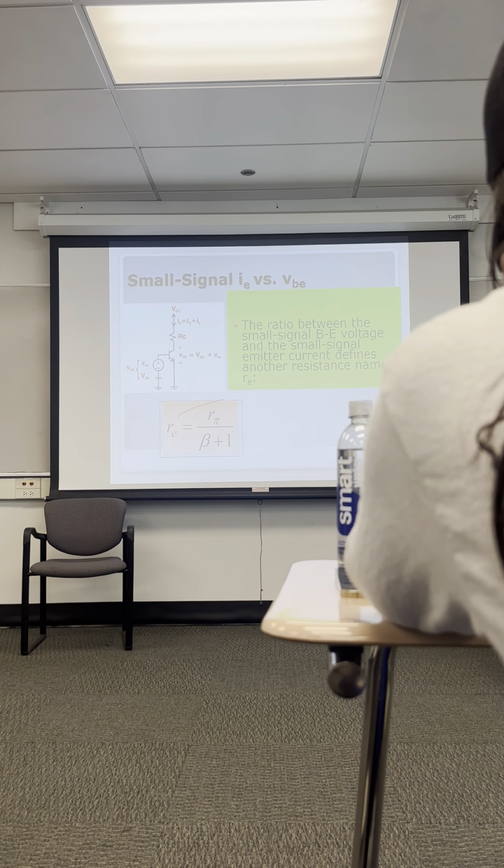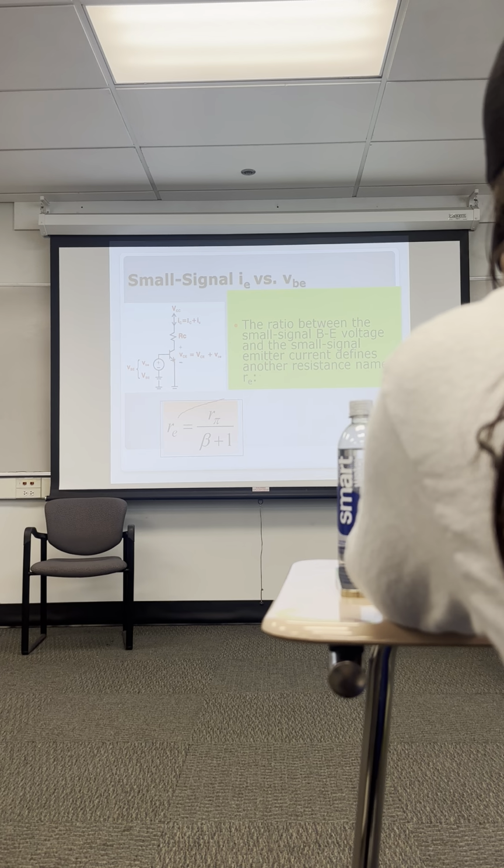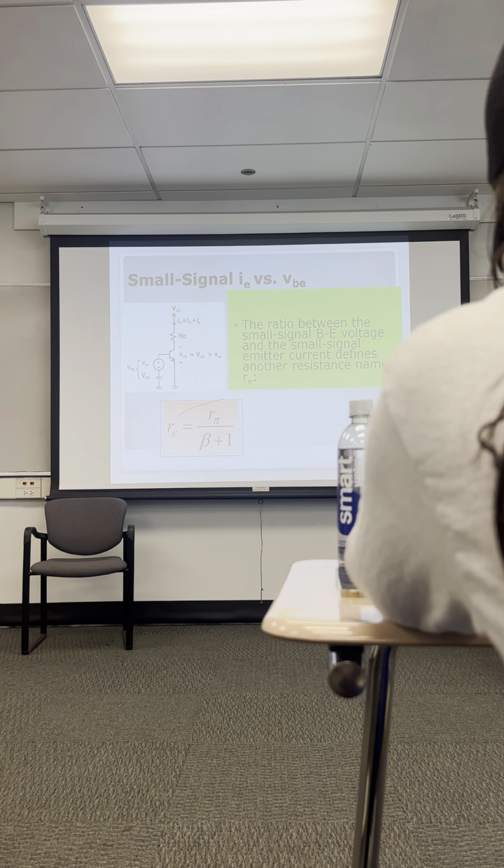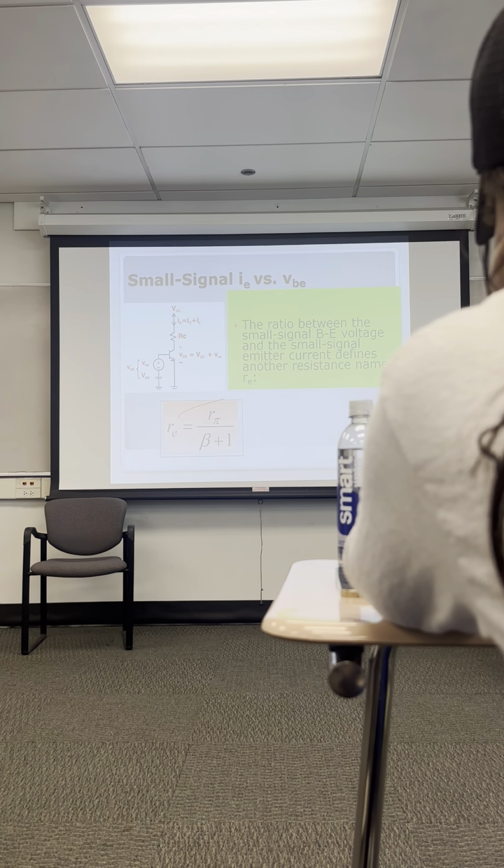If R sub pi is beta over G sub M, what is RE in terms of G sub M? Assume beta is 100. R pi is beta over G sub M, and RE is beta over beta plus 1 times 1 over G sub M. Let's say beta is 100. You plug in R sub pi, and then you solve for G sub M.